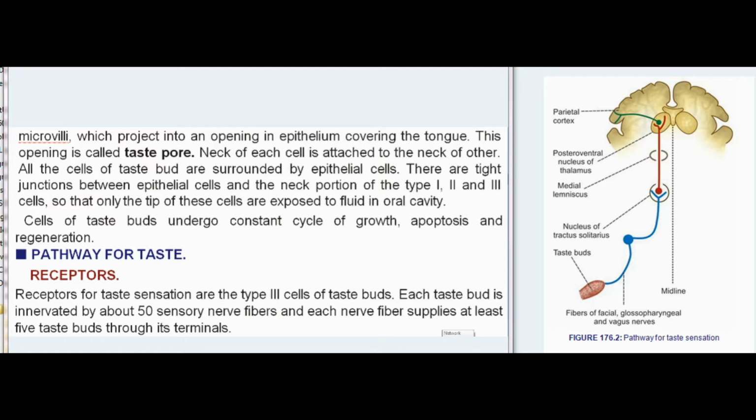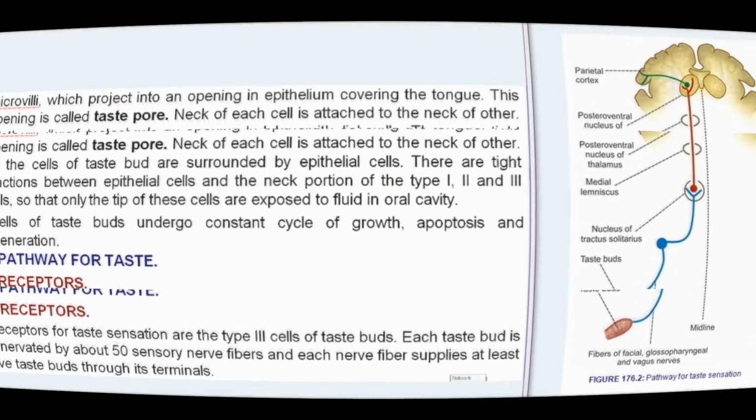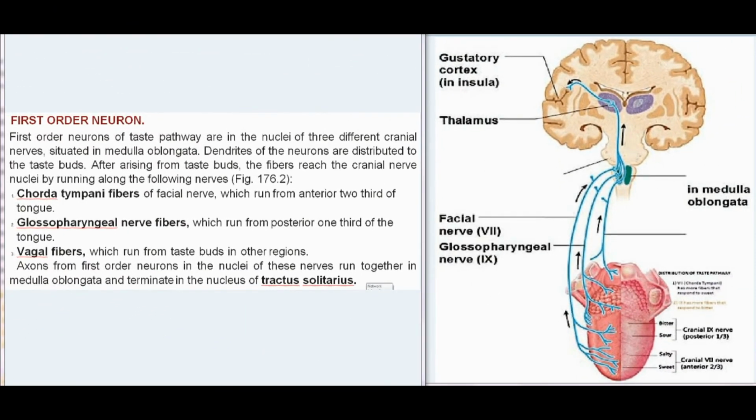Pathway for taste. Receptors. Receptors for taste sensation are the type 3 cells of taste buds. Each taste bud is innervated by about 50 sensory nerve fibers, and each nerve fiber supplies at least 5 taste buds through its terminals. First-order neuron. First-order neurons of taste pathway are in the nuclei of 3 different cranial nerves, situated in medulla oblongata. Dendrites of the neurons are distributed to the taste buds.